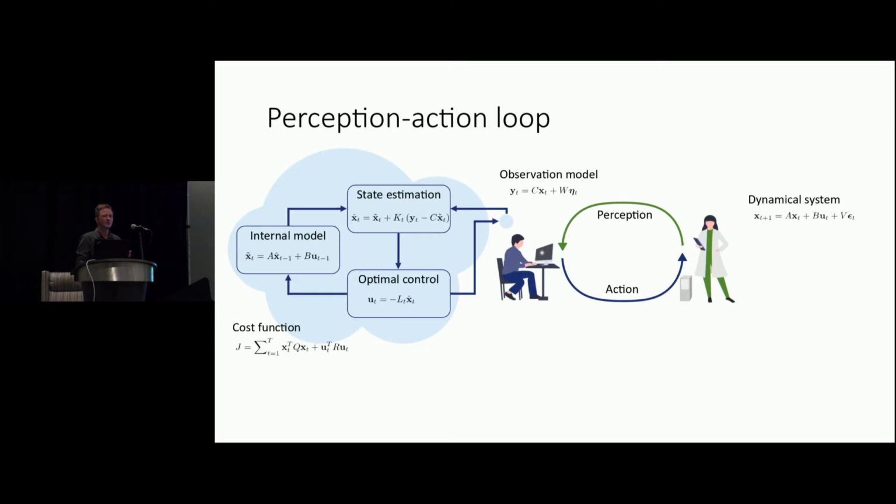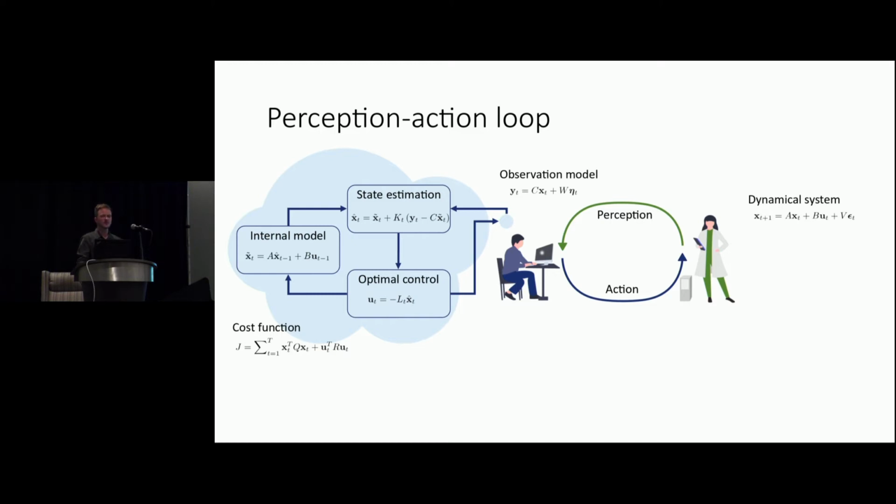And so if we put this in this perception and action loop, to summarize, you have this dynamical system. We, as experimenters, control the state of the experiment. We control how the target moves, for example. And then there's this observation model that describes how the agent receives a noisy observation of the state at each time step. And then they have to do state estimation using the internal model to come up with predictions, and then feed the state estimate into the optimal control to minimize this cost function.